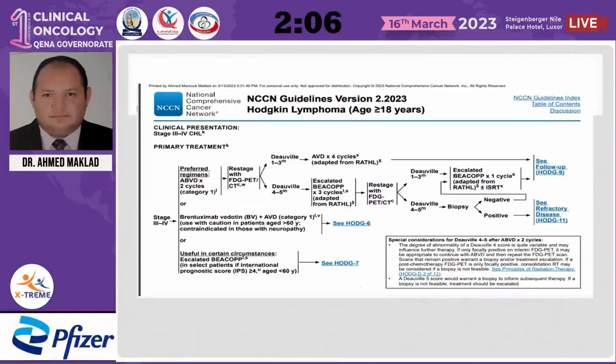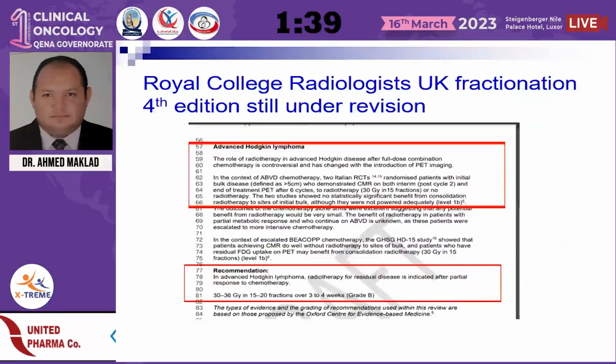Again, for stage 3 and 4, you can follow the RATHL protocol if the patient had a negative PET after 2 cycles of ABVD. Even if it is initial bulky disease, you can just do extra 4 cycles of AVD with omission of bleomycin, and no radiotherapy as per the RATHL protocol. So this can help you to omit radiotherapy for some patients who do not need it. This is also confirmed by the RCR guidelines, and I'm also suggesting that you follow the vaccination, beside NCCN, to confirm your knowledge.